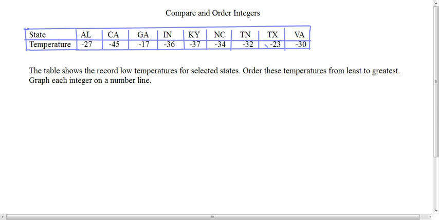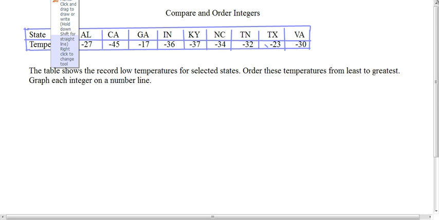So we have the state of Alabama with a temperature of negative 27, the state of California with a temperature of negative 45, the state of Georgia with a temperature of negative 17, the state of Indiana with a temperature of negative 36, the state of Kentucky with a temperature of negative 37, the state of North Carolina with a temperature of negative 34, the state of Tennessee with negative 32, and of course the state of Texas with a temperature of negative 23, and we have the state of Virginia with a temperature of negative 30.